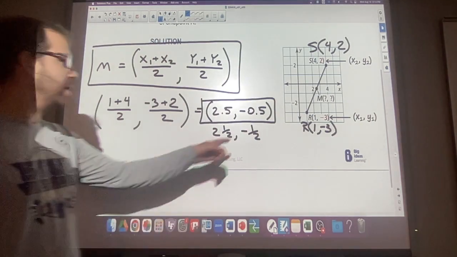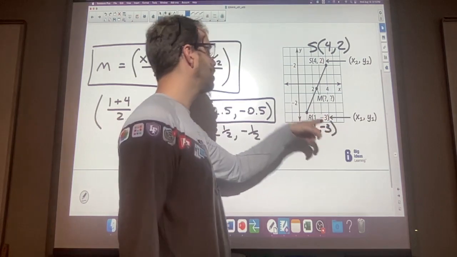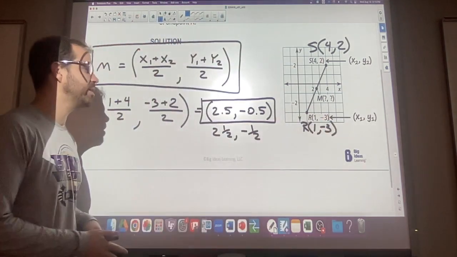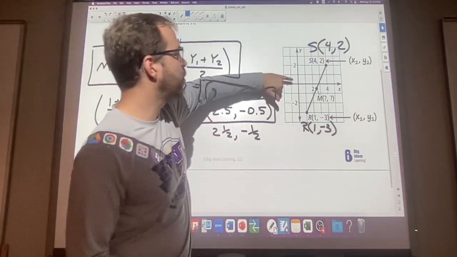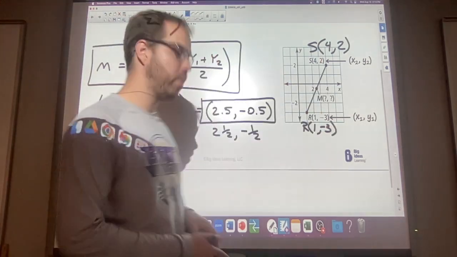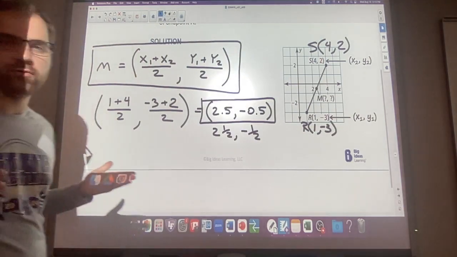And you can count the spaces and say, oh, it's over 3, so I should go 1.5. It's the same thing, okay? I'm not gonna say you can't do it that way. But this is our midpoint, 2.5 and negative 1/2. So we go over 2.5, down 1.5, or down 1/2. Okay? So that's midpoint formula.